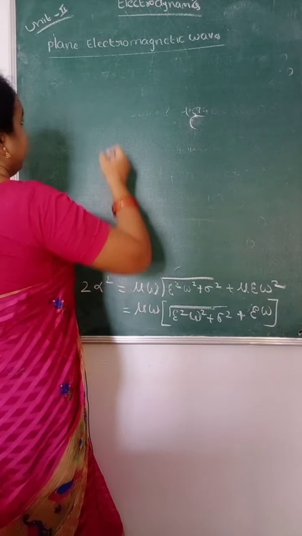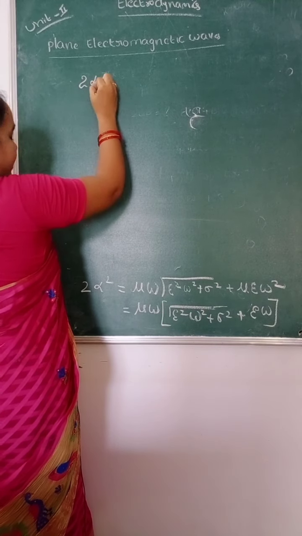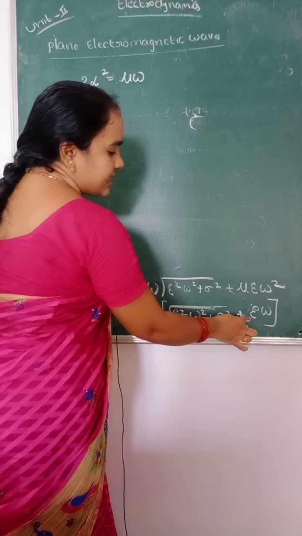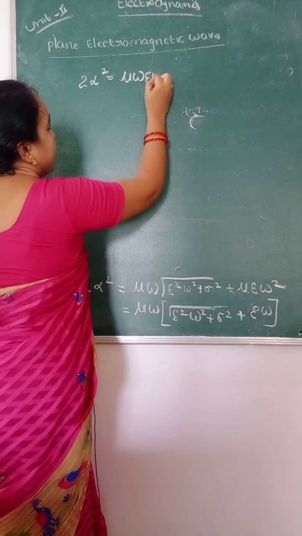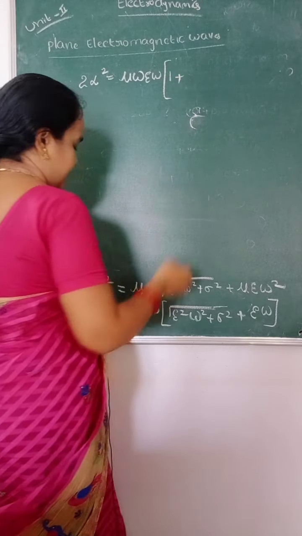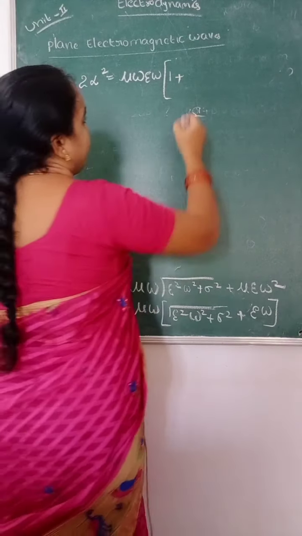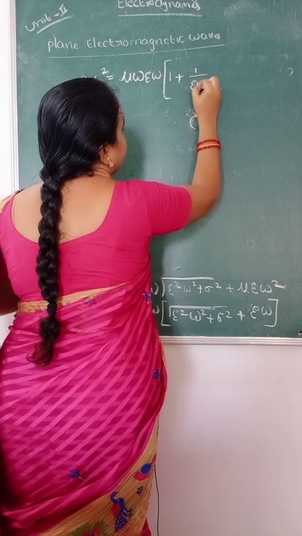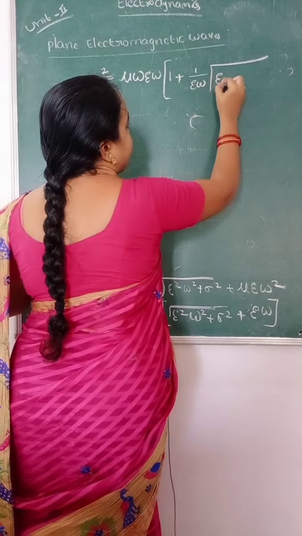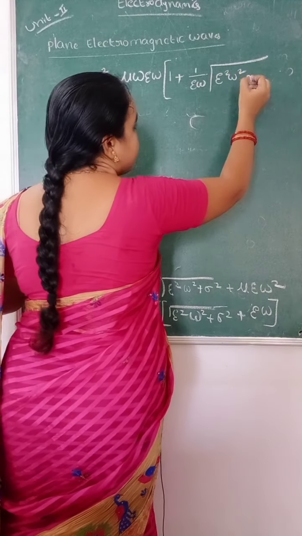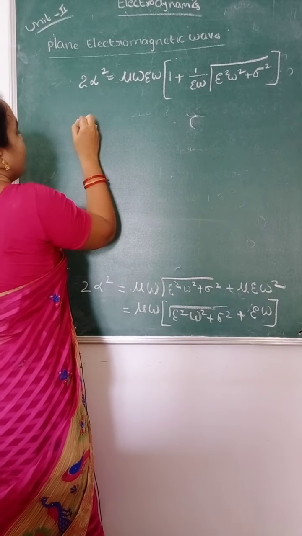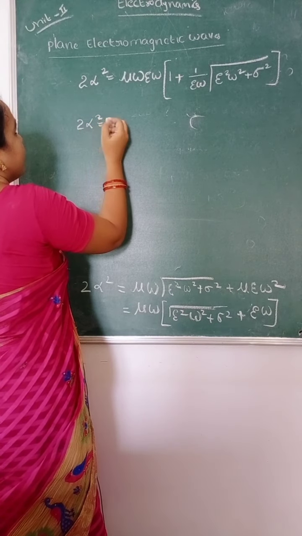Then 2 alpha square is equal to mu omega. If we take this, sigma omega is also common. For this term we have 1 plus, there is no sigma omega, that is, we can divide this equation by sigma omega, root of sigma square omega square plus sigma square. Then 2 alpha square is equal to.